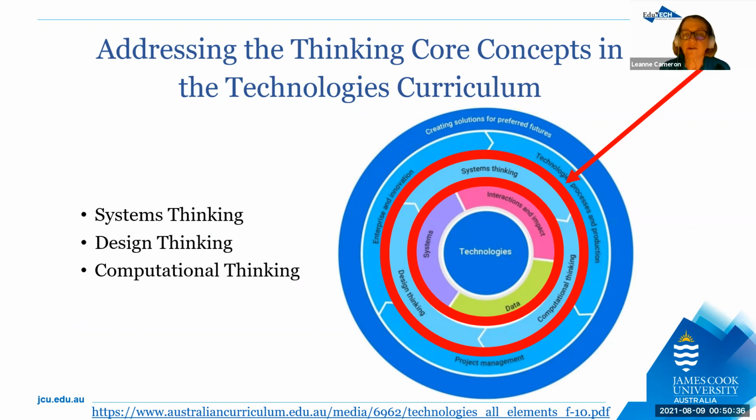If we have a look at the diagram, you'll see that creating solutions for preferred futures still encompasses everything else. But as we work towards the centre, you'll see that we've got technologies there at the core, right in the middle. We've then got systems, data, interactions, and impact. And then surrounding that, we've got systems thinking, computational thinking, and design thinking. On an outer layer, we've got enterprise and innovation, technologies, processes and production, and project management.